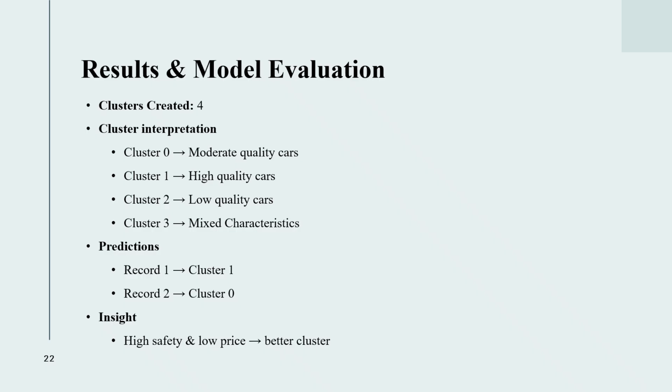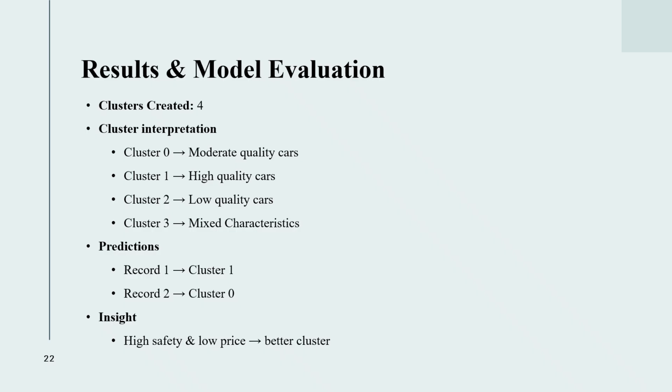When predictions were made on new records, the first record was assigned to a higher quality cluster because it had low price, high safety and better capacity. On the other hand, the second record was assigned to a lower quality cluster due to high price, low safety and fewer features.